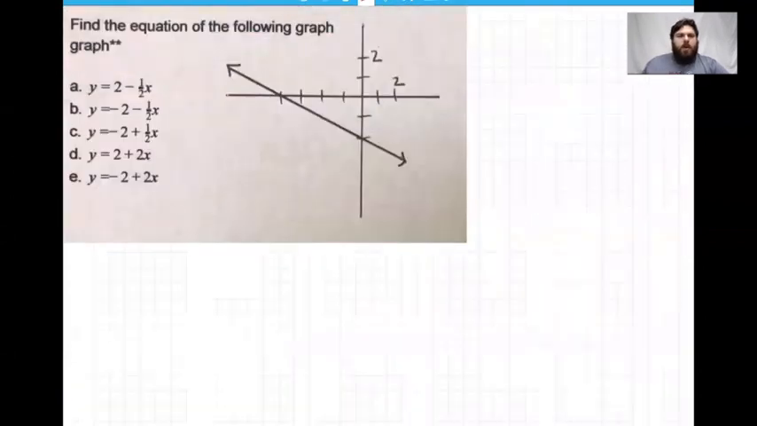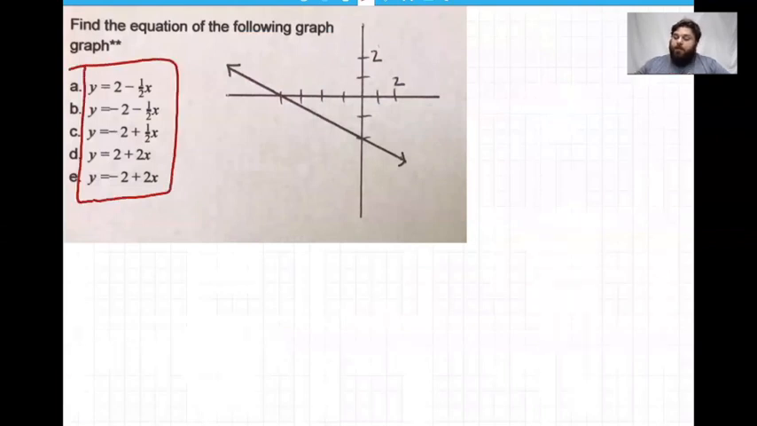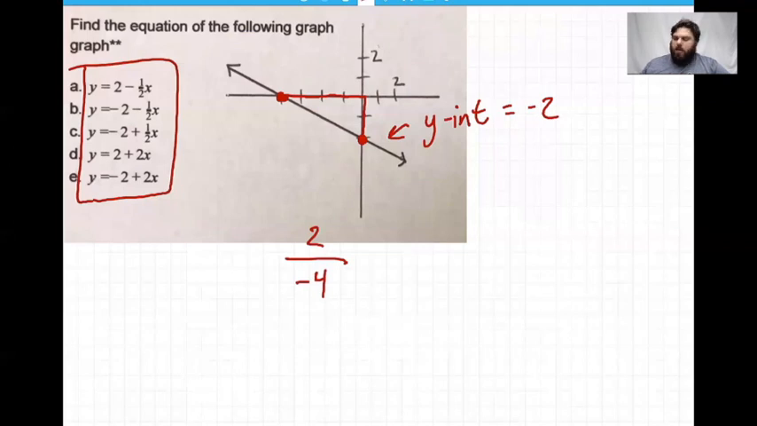All right, find the equation of the following graph. All right, so this one's pretty quick and easy. All the answers are in slope-intercept form. So I find the slope and the y-intercept. The y-intercept is going to be -2, and the slope is going to be rise 2, run -4. That simplifies to be -1/2. That is my slope. Remember, slope is the number in front of the x, and so we get answer choice B as our answer.